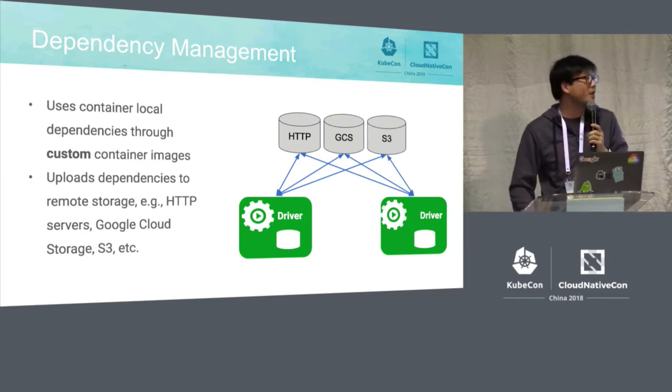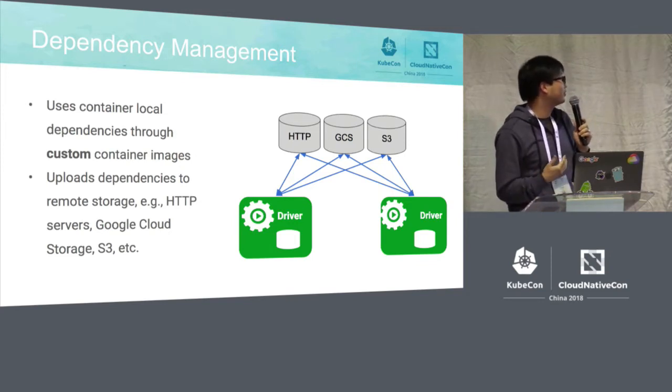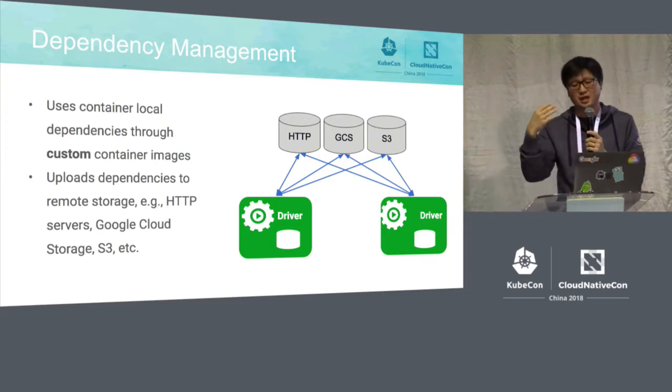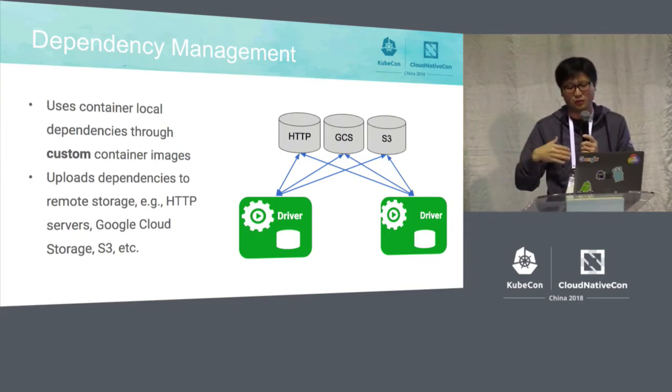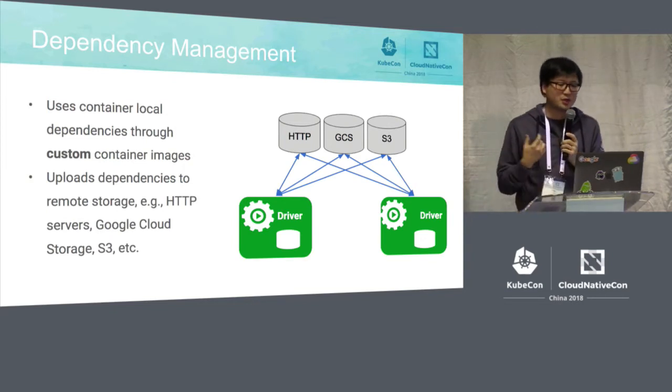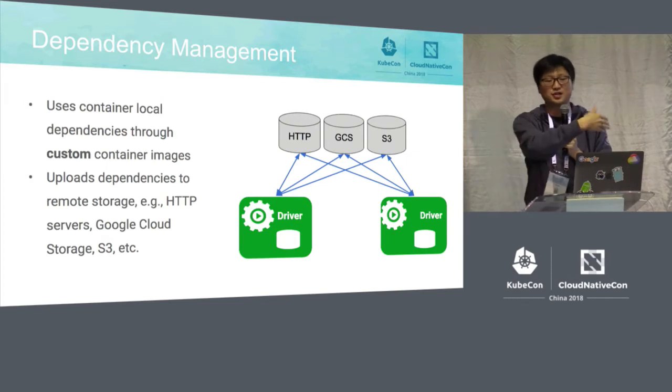The other way, which we usually recommend for large amounts of data, is to put your data or large dependencies like jars onto some remote storage system like HDFS, Google Cloud Storage or Amazon S3. Then you access this remote storage just like you usually do. You give it an HTTP endpoint or an HDFS URL, and Spark itself knows how to access these files.